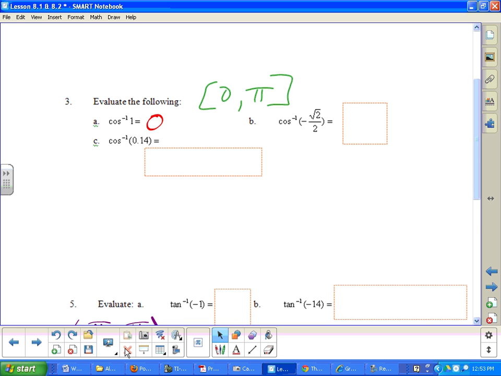Okay. Inverse cosine of negative square root of 2 over 2. Is cosine negative in the first or second quadrant? Second, okay, so where is x negative square root of 2 over 2 in the second quadrant? What angle? Okay, so this is 3 pi over 4.